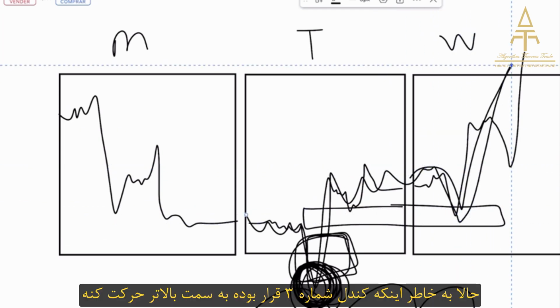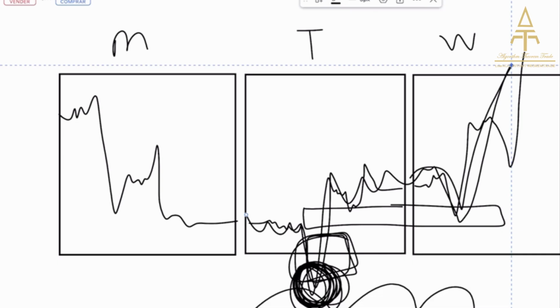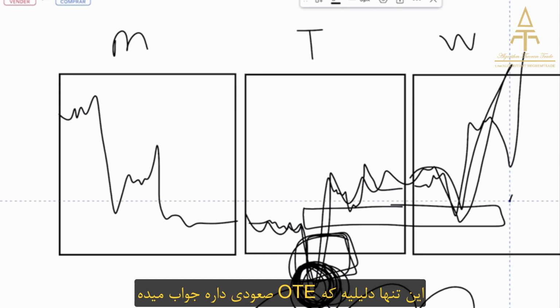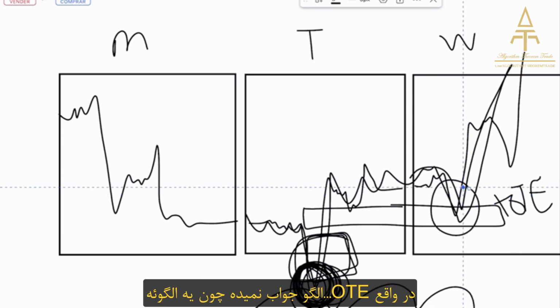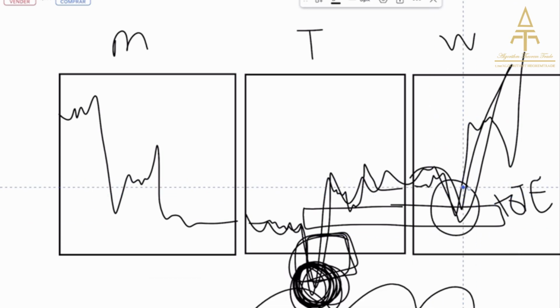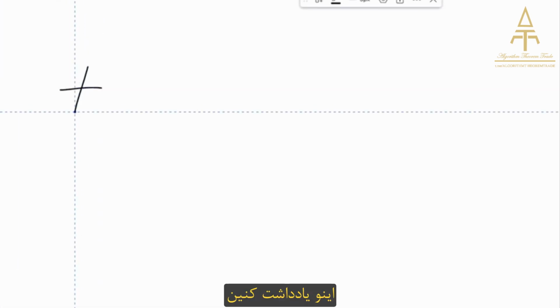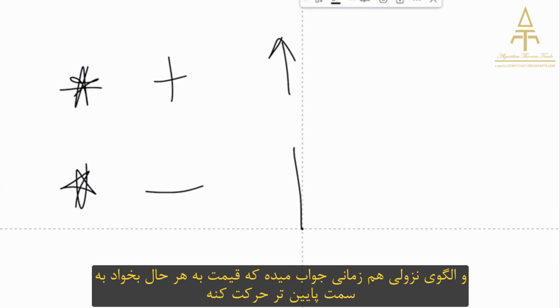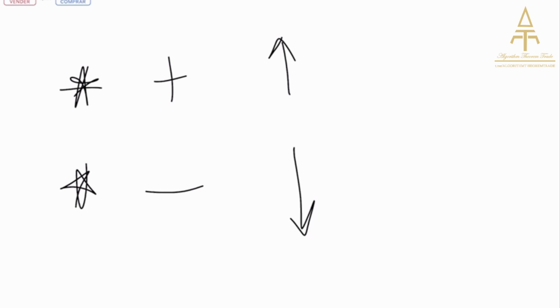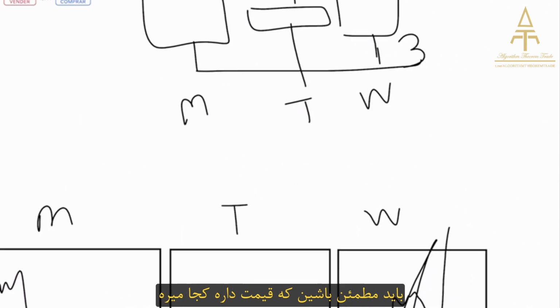Now, because candle number 3 is primed to go up, that's the only reason the bullish OTE is working. It's not working because it's an OTE. The pattern is not working because it's a pattern. The bullish pattern works because price was going up anyway. Right? Write that down. And the bearish pattern will only work if price was going down anyway. Right? How do you determine where price is going?